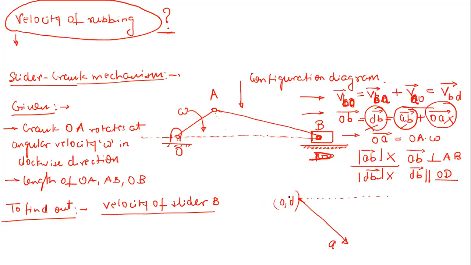So through this O, draw this line OD, right? Parallel to this, right? And then through A, draw another line which is perpendicular to AB. So let me draw through A another line which is perpendicular to this AB. So AB is going somewhat here, and then this is somewhat here. So now it is very simple. This is your point B.